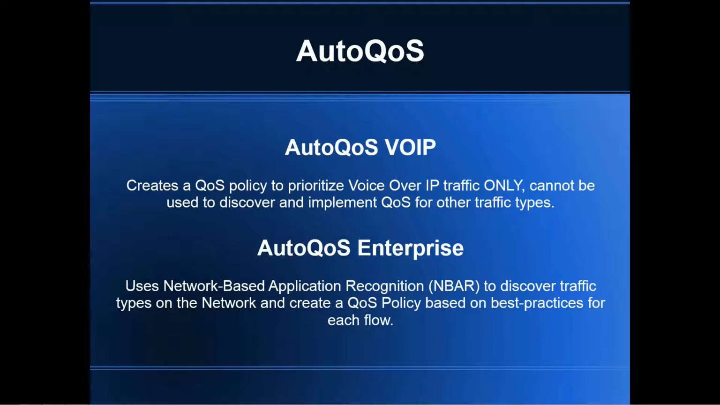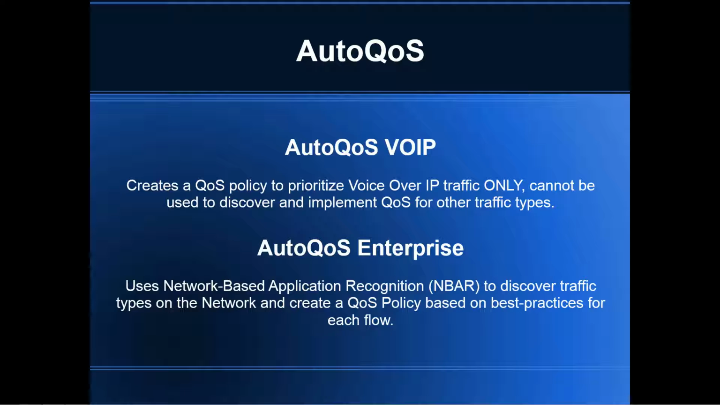Features like our auto QoS for VoIP, it allows us to prioritize automatically our voice over IP traffic only. Because this is auto QoS and specifically designed for VoIP, what it does is it looks at the PDU, and the second it sees that the payload is VoIP, it auto prioritizes it. One of the problems with this though is it's only for VoIP.